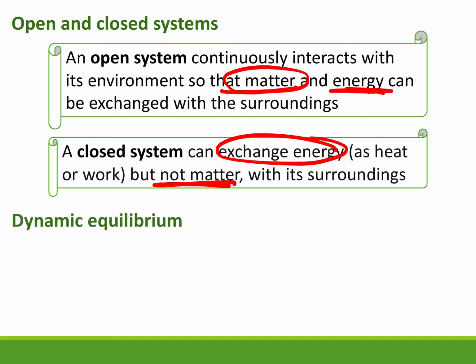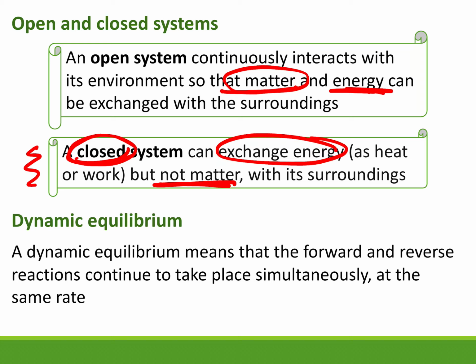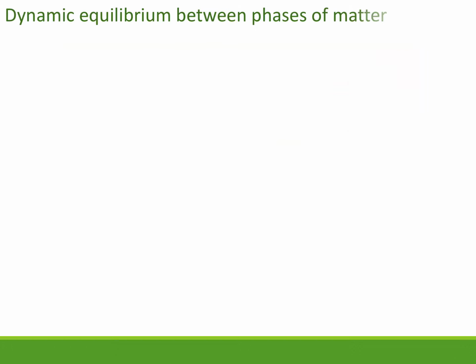In order for an equilibrium, which is what we're talking about now, to happen, we need to have a closed system. Nothing should be allowed to escape from that system. Very, very important. Now, a dynamic equilibrium means that the forward and reverse reactions continue to take place simultaneously, so together at the same rate. So we make products as quickly as the products are making reactants.